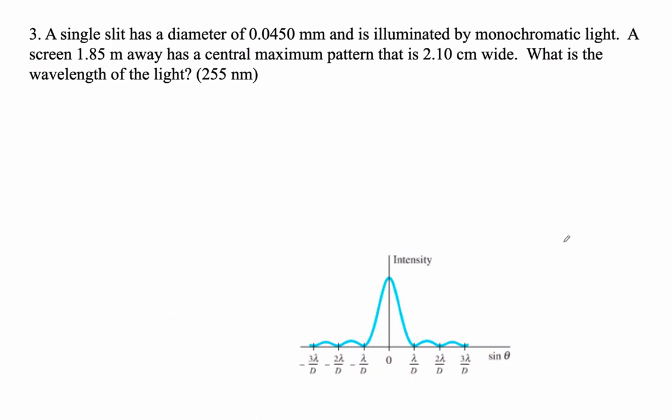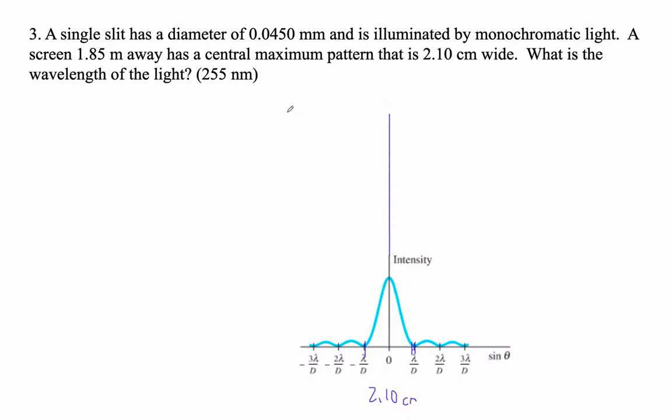A single slit has a diameter of 0.045 millimeters and is illuminated by monochromatic light whose wavelength we don't know. A screen 1.85 meters away has a central maximum pattern that is 2.10 centimeters wide. So in this pattern, we know that this to here is 2.10 centimeters, and that there's a screen up here. Let's draw a picture of this.